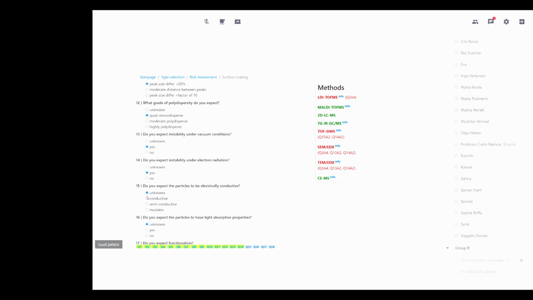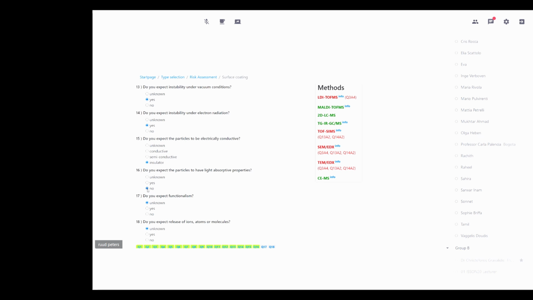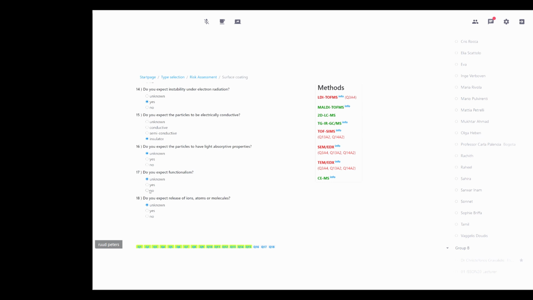And do you expect particles to be electrical conductive? No, it's organic. I think it's an insulator. Light absorptive properties, not that I'm aware of. So I say no, or could be that unknown if I don't know. Do you expect functionalism? Well, yes, actually I do from these materials. And the last one, do you expect release of ions? And the answer is no. And then what you can see, we have a number of methods here which are red, which cannot be used to identify this material, but also a number of which are green, which could be used to identify this material.